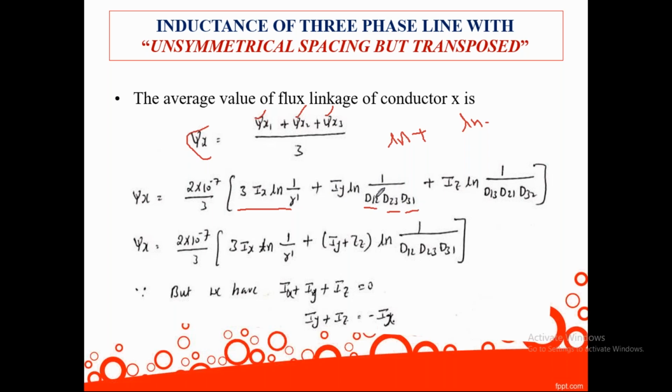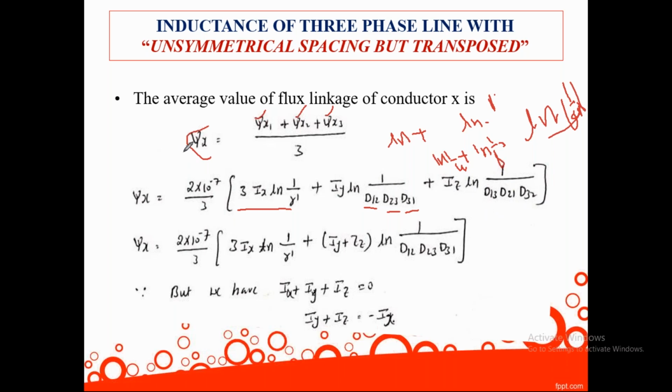Now if you want to reduce this equation, it comes to multiplication. How? ln 1 by a plus ln 1 by b, what will you get? ln 1 by ab. The same thing I substitute here. Similarly, iz ln 1 divided by d13, d21, d32.